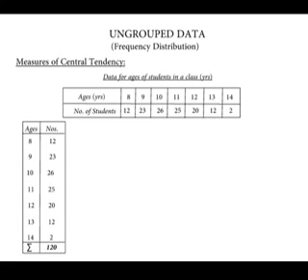Ages are the observations, so we use X. The number of times an observation occurs is called frequency, and it's represented by F. The summation of frequency gives the total number of students.